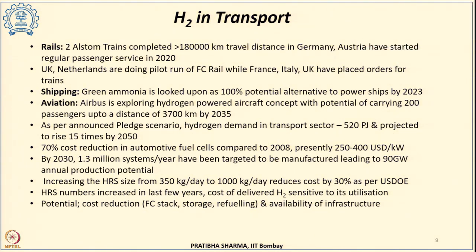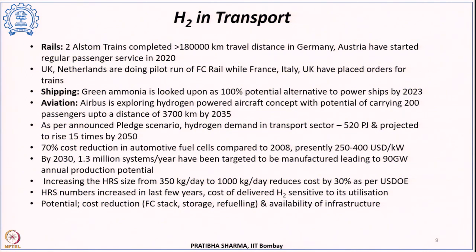Among rail, we know the well-known Alstom train. There are now two such trains in Germany which have travelled more than 180,000 kilometers. Austria is coming up with a regular passenger service in 2020. The UK and Netherlands are coming up with a pilot fuel cell rail. France, Italy, and the UK have placed orders for trains.